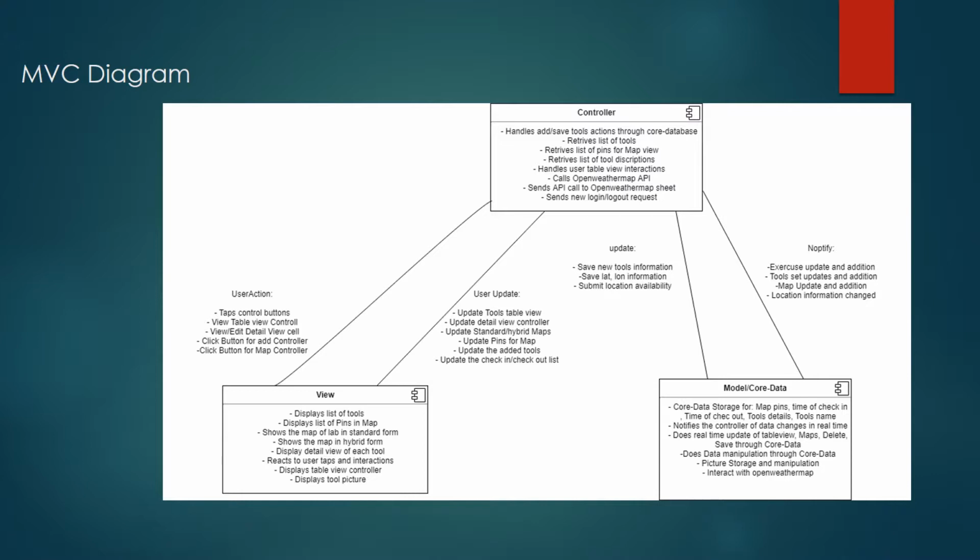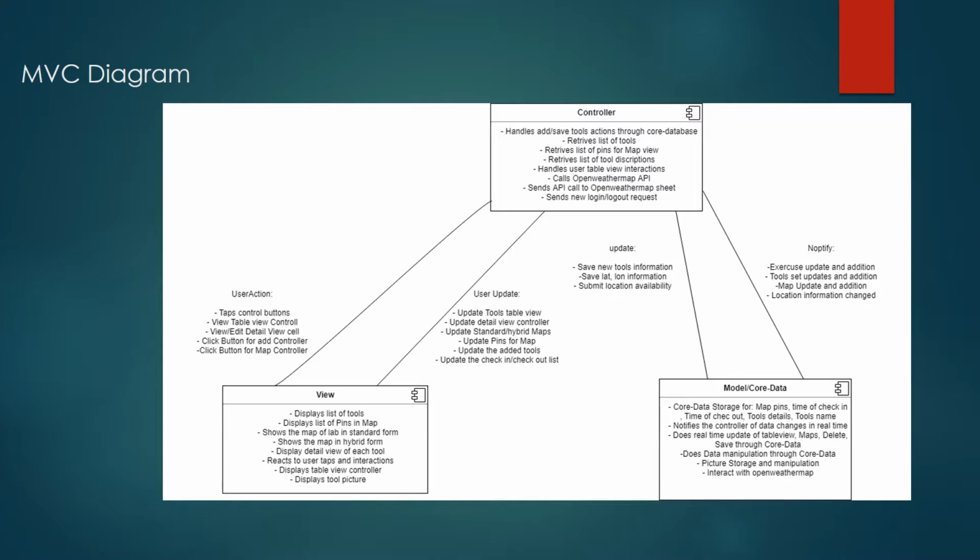And then if we go to view, in view we can see that that's where we're displaying all the information. So we're going to be displaying the list of tools in the table view. We're going to be displaying the pins in the map of where the tools are located, showing the map. We're going to show the hybrid map. We're going to show the standard one. We're also going to display the picture of the tools there.